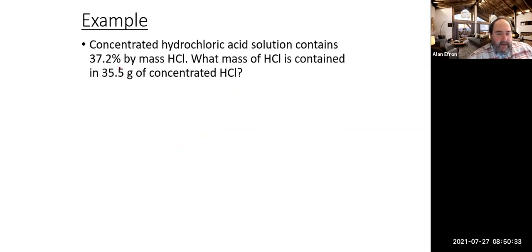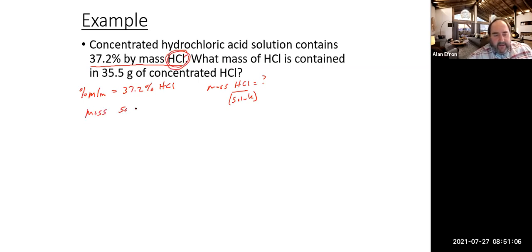And again, here we have 37.2% by mass hydrochloric acid. Again, that is the mass percent, 37.2% HCl. We want to know what is the mass of the HCl here. Again, the HCl is going to be the solute. Basically, the name of the solution is always the solute. And that means that the mass of the solution is going to be 35.5 grams.